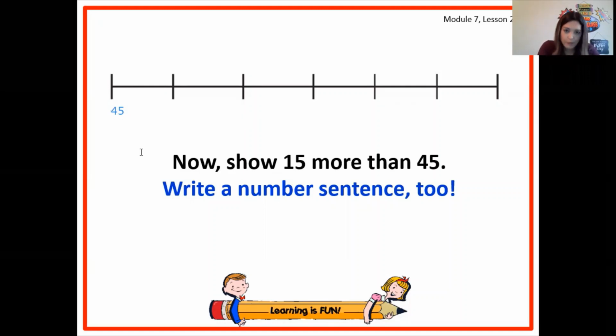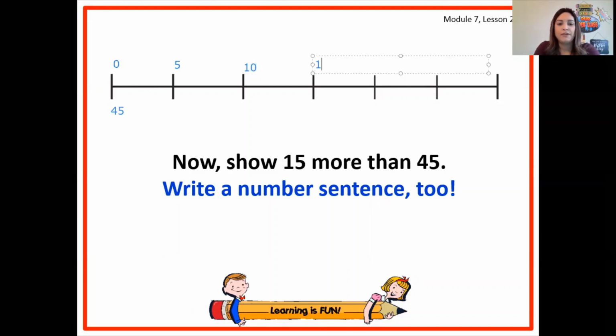Then we also said we're counting by 5. So remember, we start at 45. So this up here is our imaginary 0. We need to get to what? 15, right? So we're counting by 5. So 5, 10, 15. There we go. So that means that this right here is our endpoint, right?